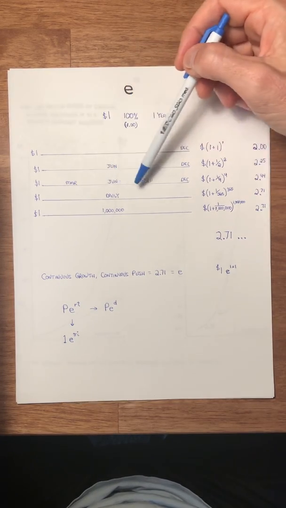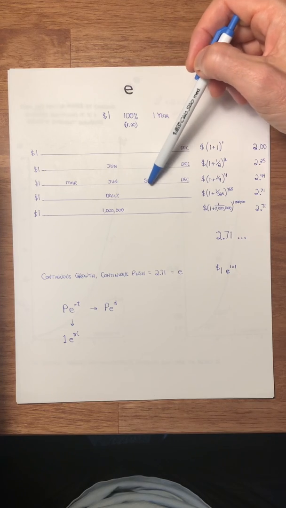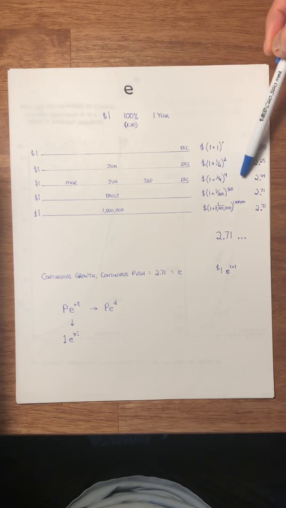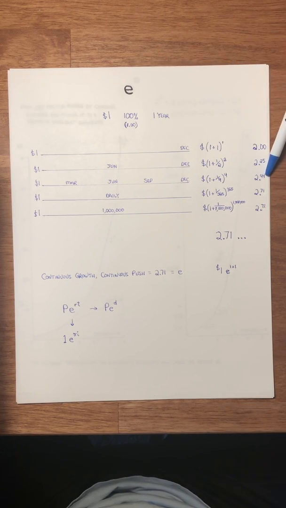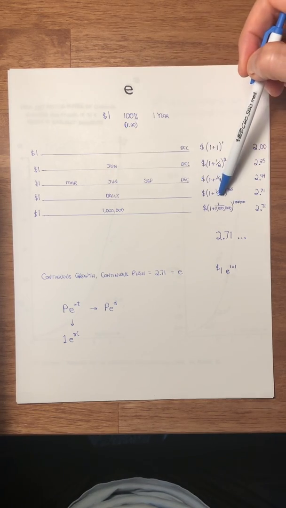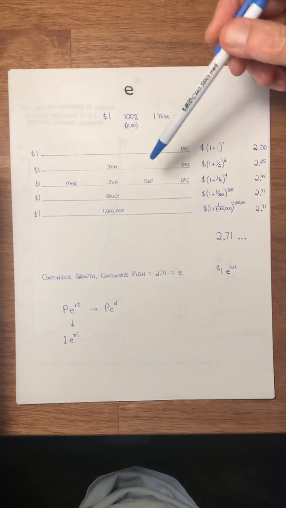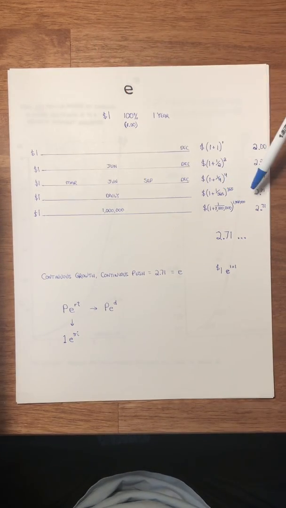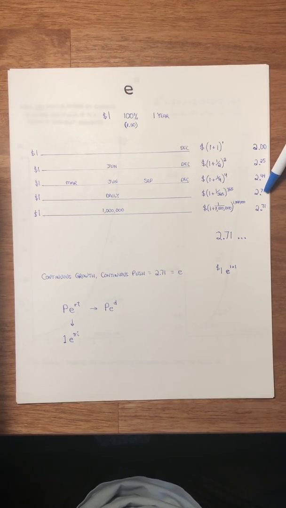Okay, what if you have 4 different payments? March, June, September, December. Well, at the end of that year, you'll have $2.44. What if you add the interest on each of the 365 days of the year? Daily interest, you'll have $2.71.